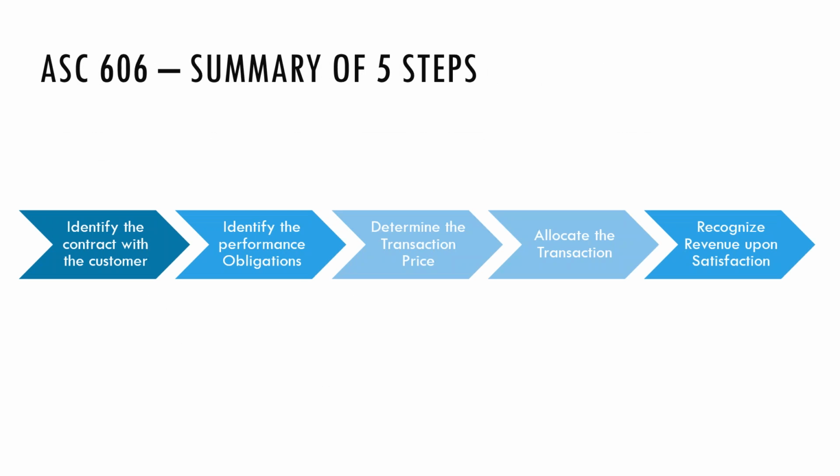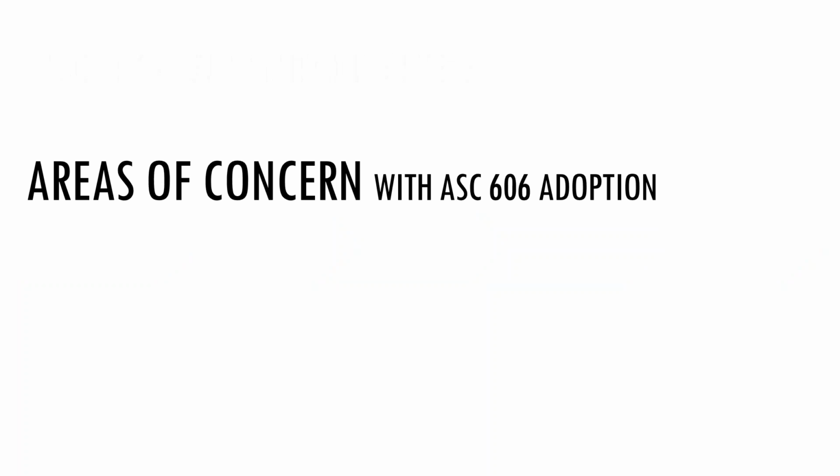So the 5 steps: identify the contract, identify the performance obligations, determine the transaction price. Based on the standalone selling prices, allocate the transaction prices, and then recognize the revenue upon satisfaction. That, at a high level, distills about 200 pages of ASC 606 into 25 minutes.